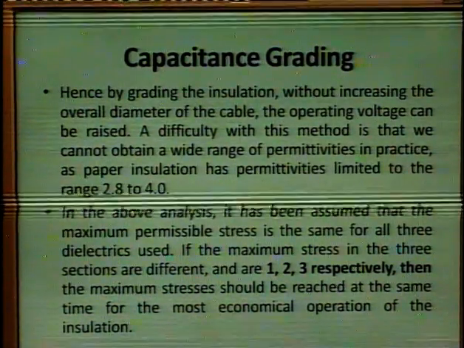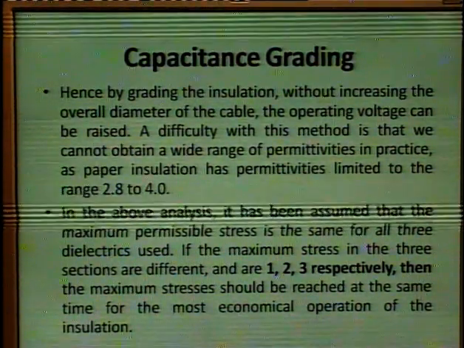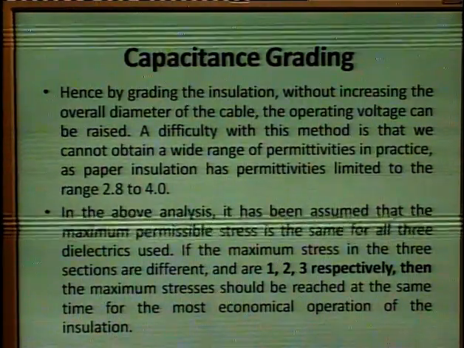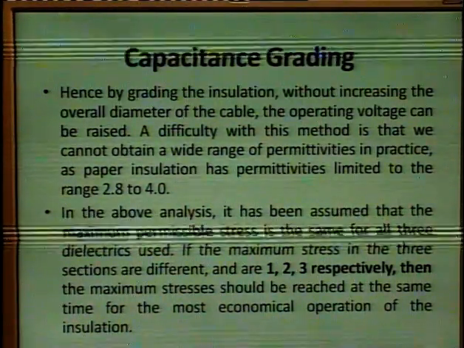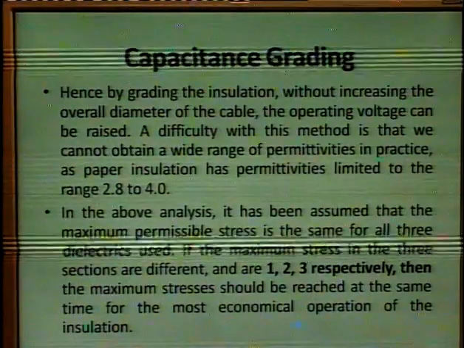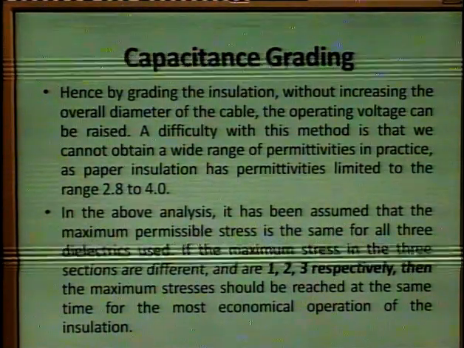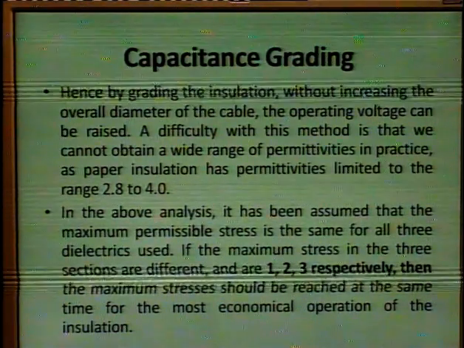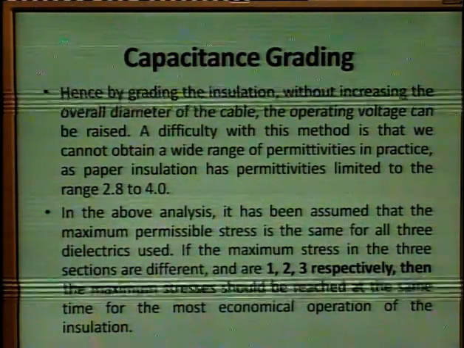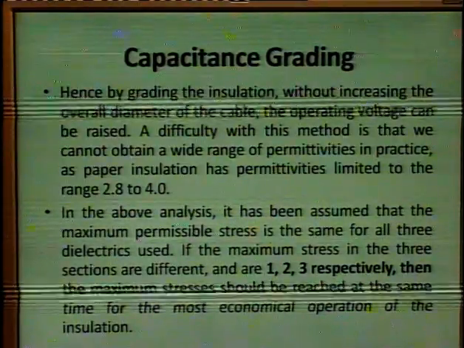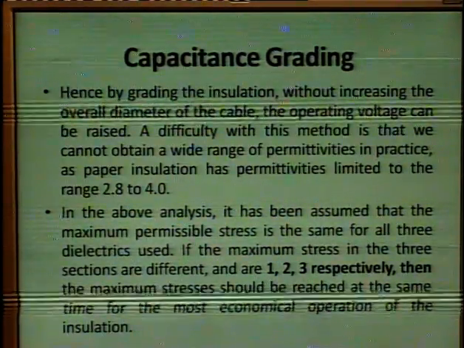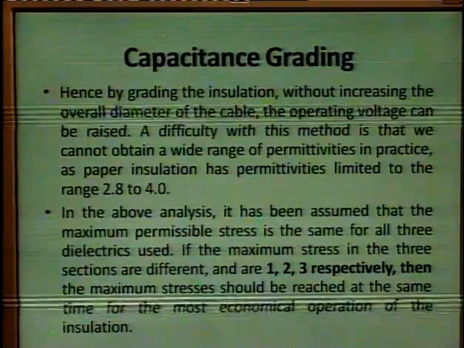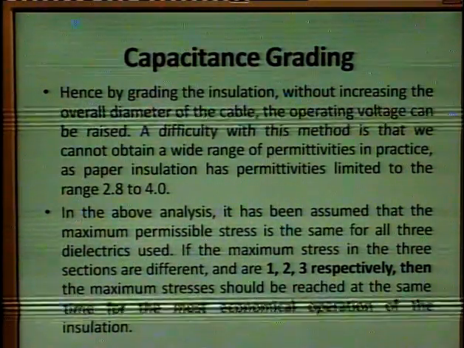So by grading the insulation without increasing the overall diameter of the cable, the operating voltage can be raised. The difficulty with this method is that we can't obtain a wide range of permittivities in practice, as the paper insulation has permittivities that are limited to the range of 2.8 to 4.